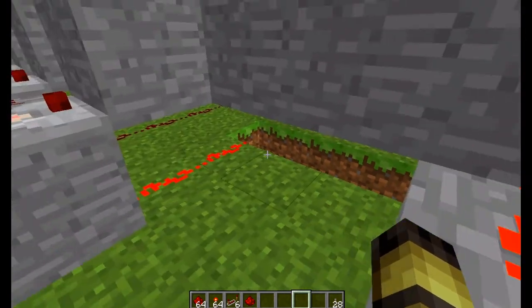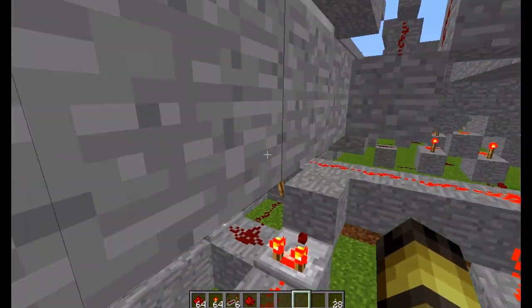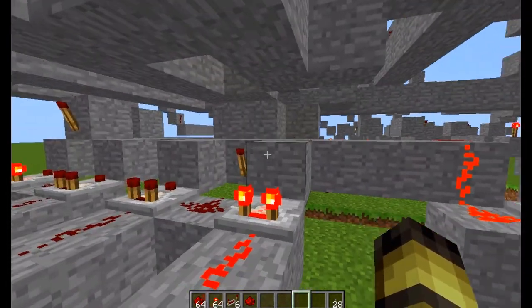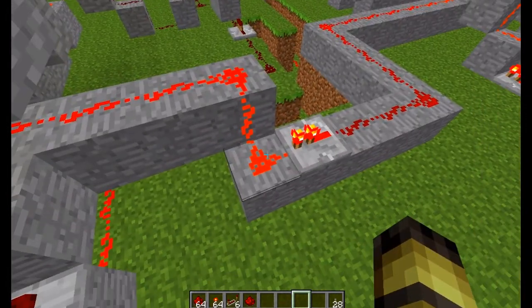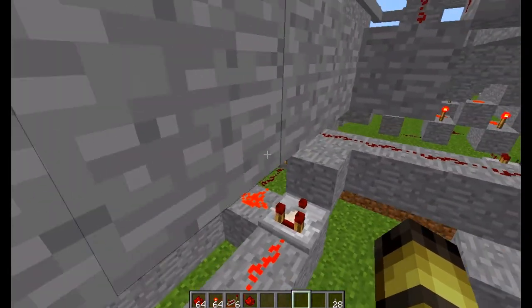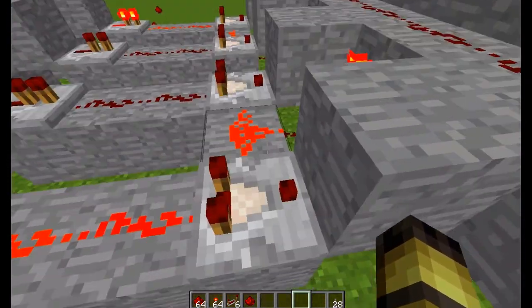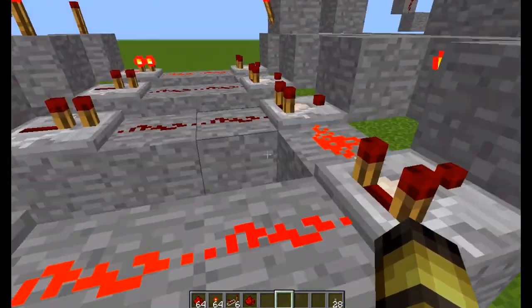So this is sending out a signal, but let's assume that this torch we're on, and this torch is getting powered by this line. So if we break this line, that torch is going to turn on. When comparators receive signals from the side, it actually turns them off. So see, this is no longer sending a signal.